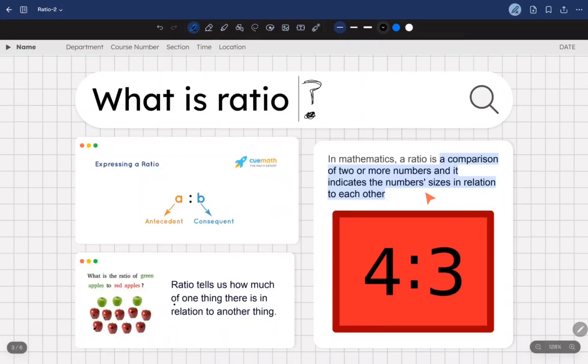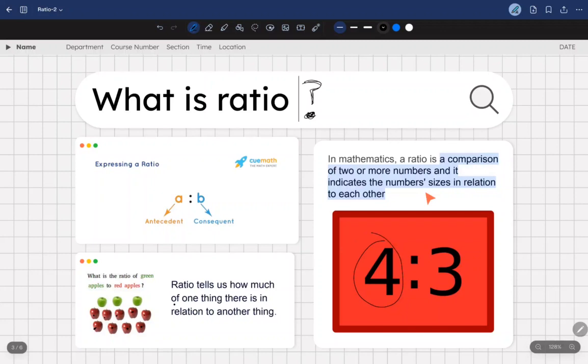In mathematics, a ratio is a comparison of two or more numbers and it indicates the number sizes in relation to each other. That may sound complicated, but what it means is that when A has a certain number, what does B have comparing with the A?